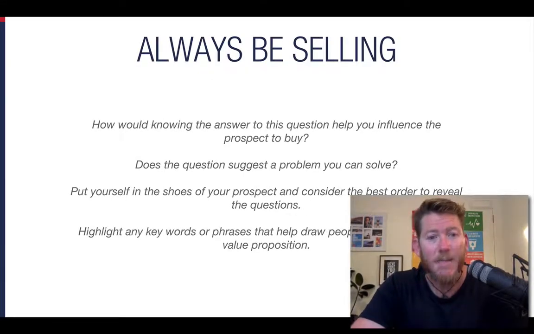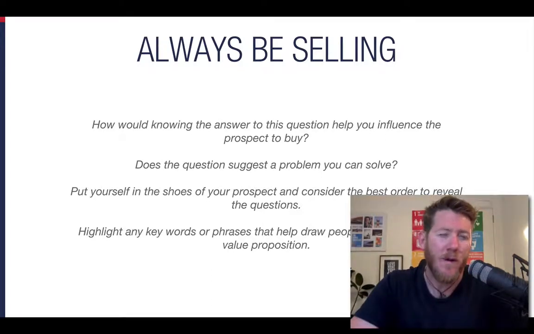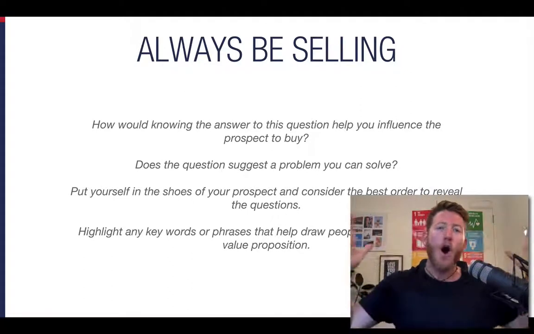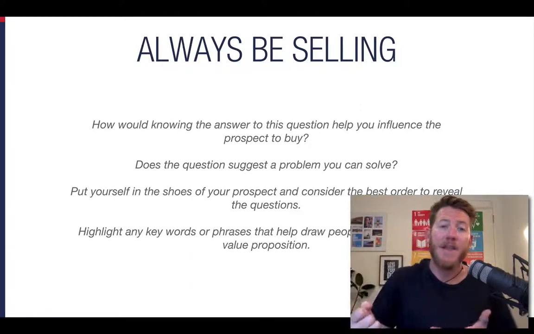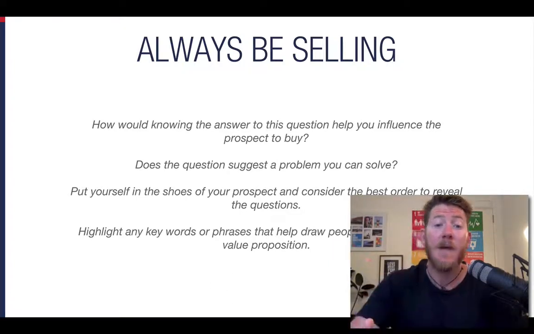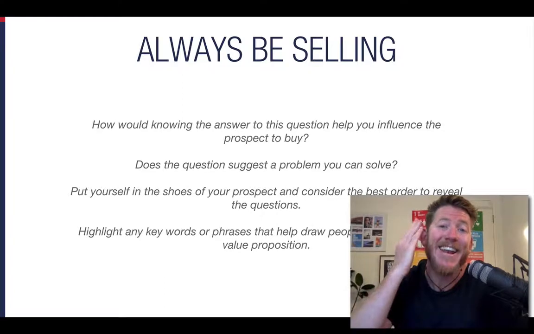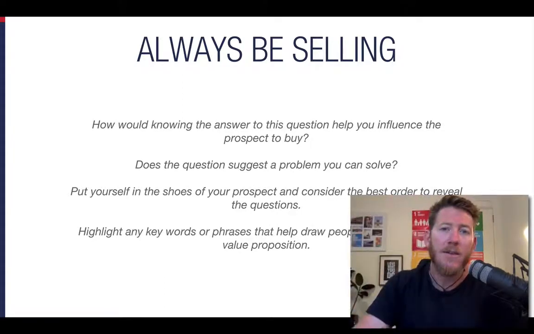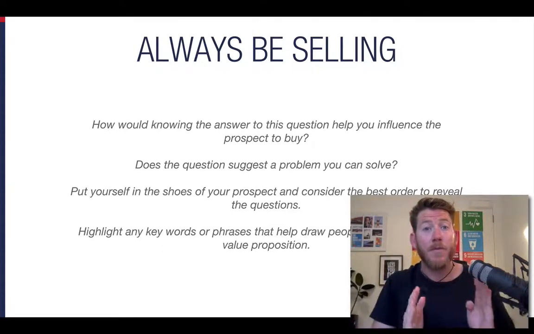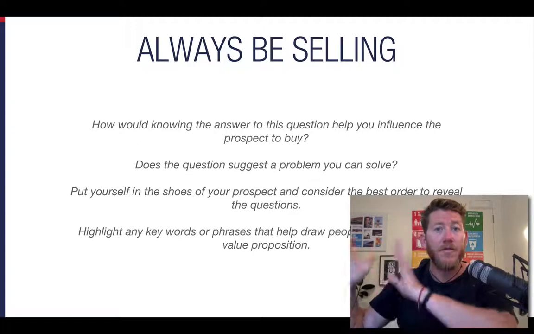And always be selling. So for each one of the questions, you want to be thinking, how would knowing the answer to this question help you influence the prospect to buy? So if I know someone's not using video in their marketing, that unlocks a whole value proposition that I can then offer them precisely. I know they're not going to be getting the kind of results they could be getting if they were. So me knowing the answer to that question helps me influence them, and I can articulate it. So you need to have an argument why having the answer for every single question is going to help you influence them to buy your stuff so you can fix their problems.